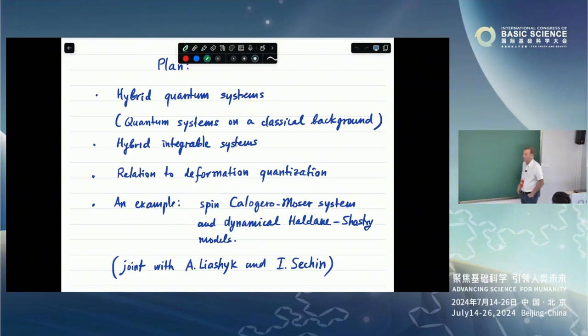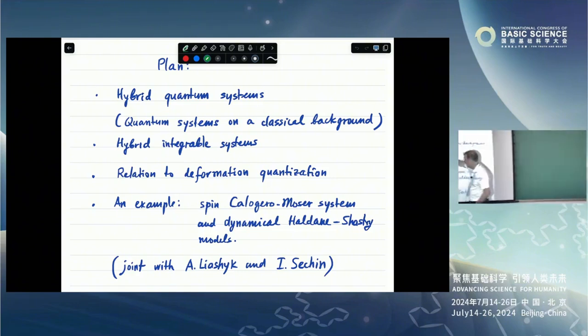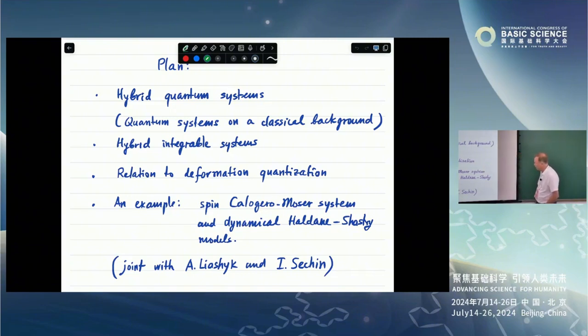So the goal is to explain what a hybrid quantum integrable system is. So the plan is first I will explain what a hybrid quantum system is, and then what a hybrid integrable system is, the relation to deformation quantization. So now it will look very exotic, but then if you see how naturally they appear from deformation quantization, then it sort of becomes more natural.